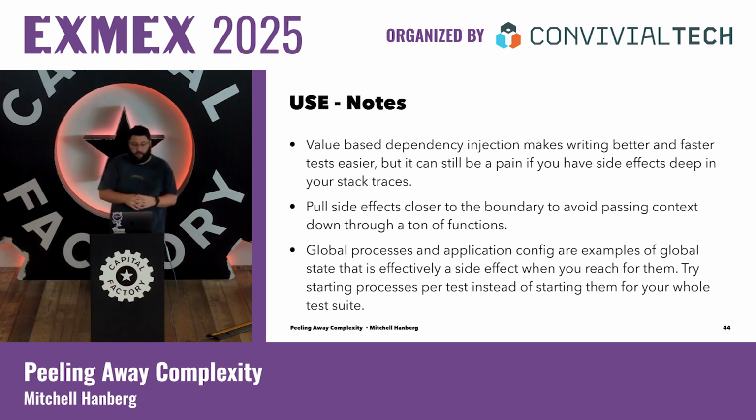Global processes and application config are examples of global state that I think people often miss, and it's effectively a side effect when you're reaching out to grab stuff from them. So try starting processes per test instead of starting them for your whole test suite, because by default it starts your whole application supervision tree, so your default caches and everything will start there.